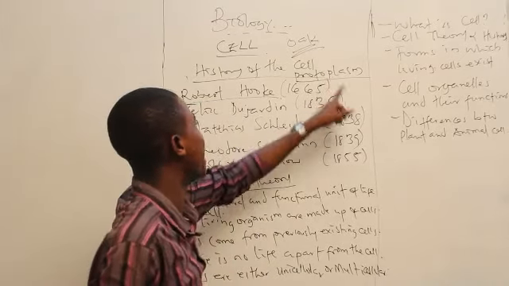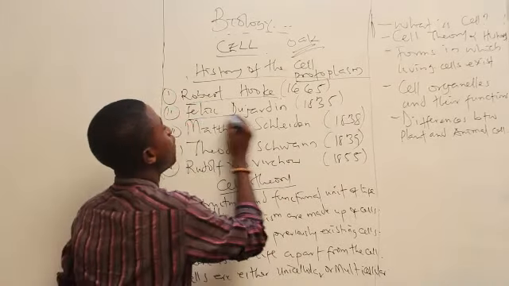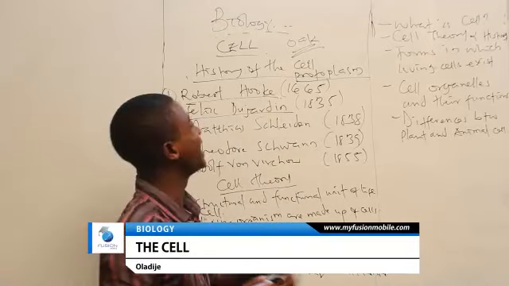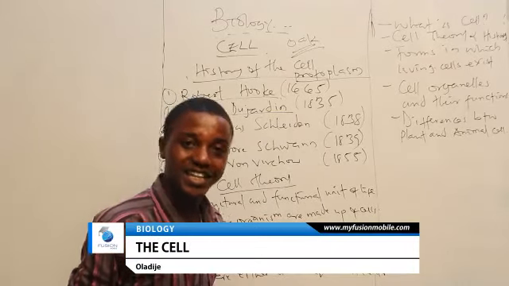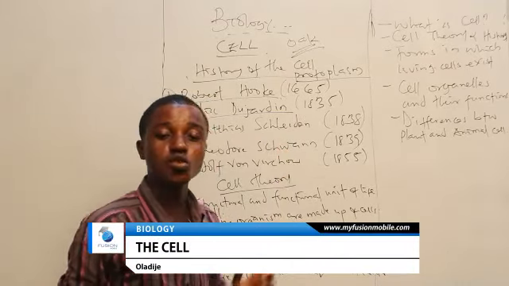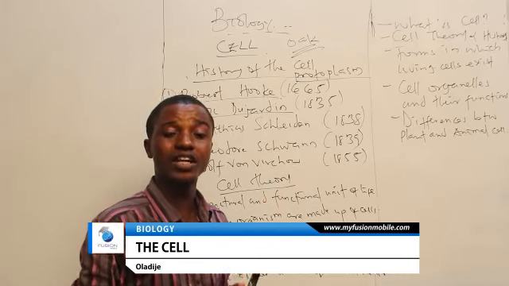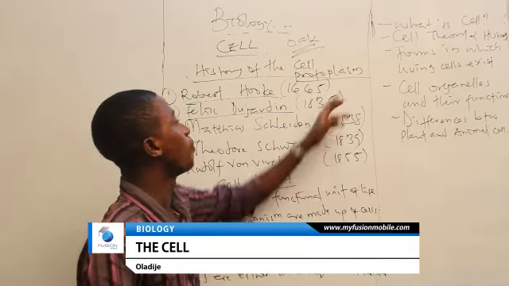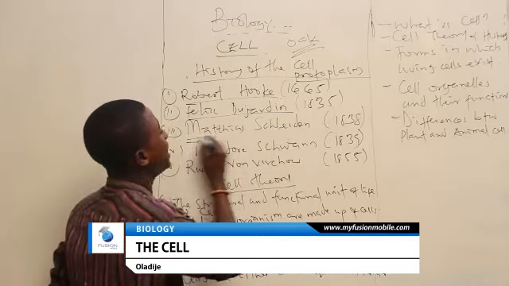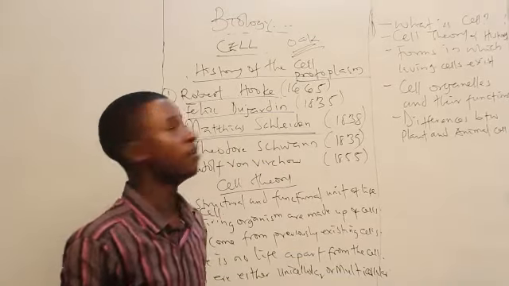Again, the living component of the cell is called the protoplasm. And it was discovered or described by this man, Félix Dujardin, in 1835. Again, in 1835, Félix Dujardin discovered the living component of the cell. This he called protoplasm.